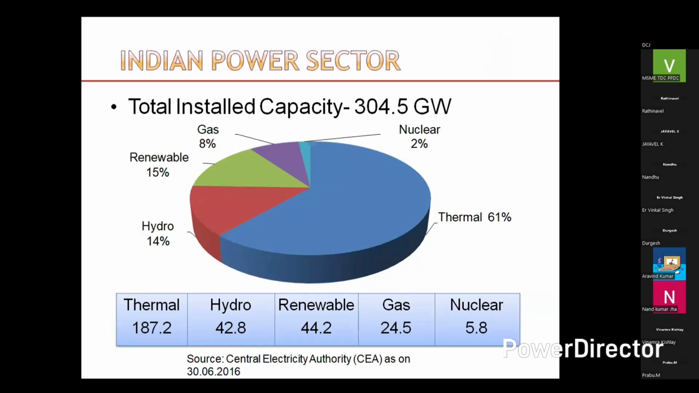So this is the picture. From this picture, you get an idea of how much we are generating from the different sources. The first one is thermal, that is the thermal power plant. In India, we are generating 60 to 70% of our electrical energy from thermal power plants. Meaning if we are generating 100 units, 60 to 70% we are generating from the thermal power plants.